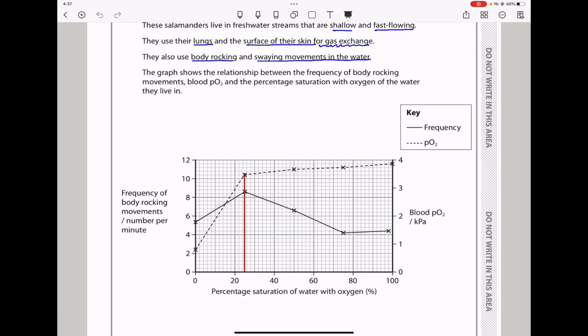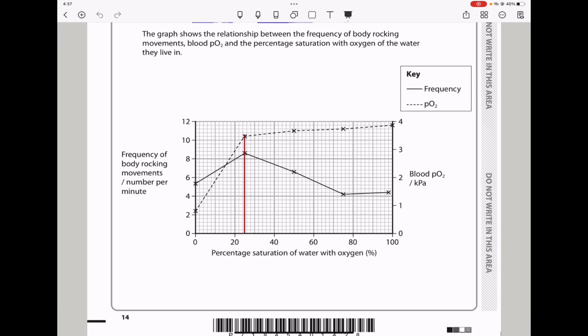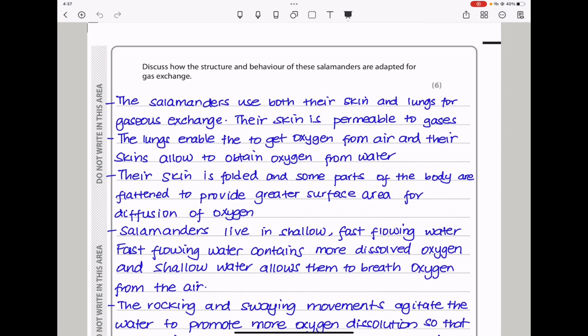The decrease could be because they have enough oxygen in the water, and also the salamanders are tired, so they need to conserve the energy for other body processes. So let's continue to the next question. Here they say, discuss how the structure and behavior of these salamanders are adapted for gas exchange.